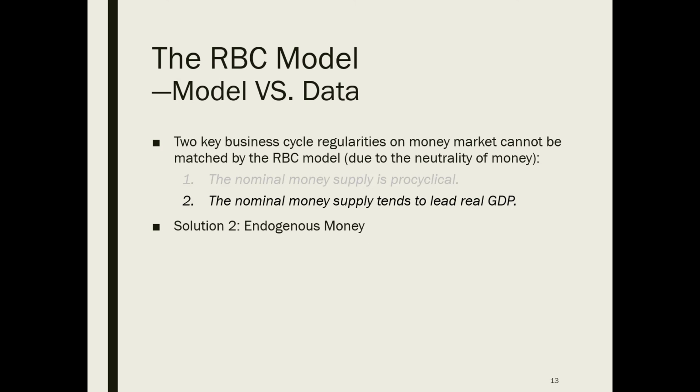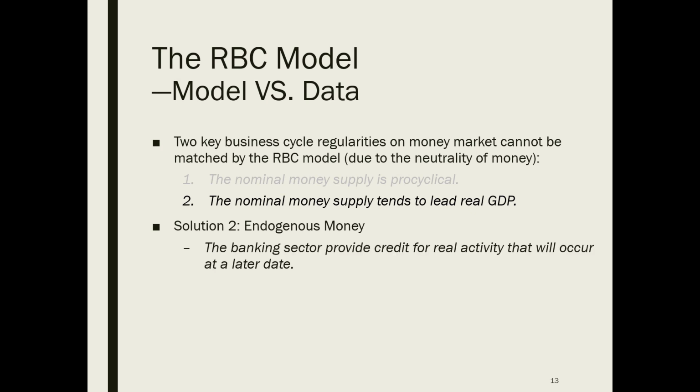The second failure of the RBC model in explaining the money market is that money supply tends to lead real GDP. But the original RBC model cannot do that. This problem is addressed by the timing difference in the dynamic setting. On the one hand, the banking sector provides credit in advance, so output production is only carried out at a later date. It leads to the leading feature of money supply.